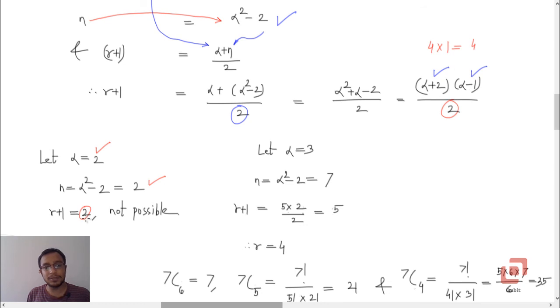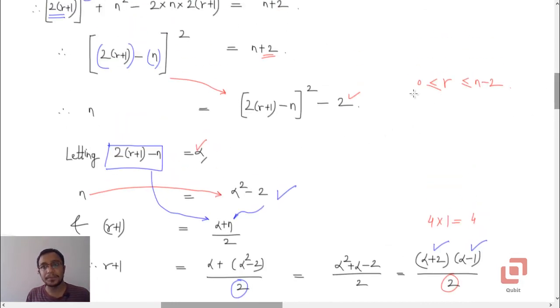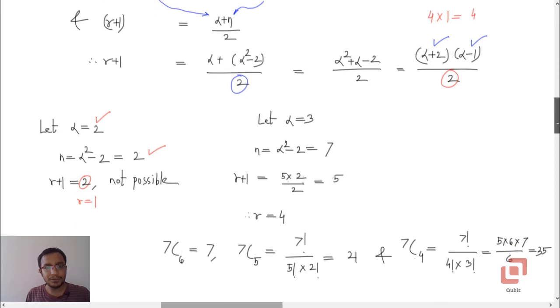Now why is r plus 1 equal to 2 not possible? Because that will mean r is equal to 1, and in our problem it is specifically mentioned that r has to be less than or equal to n minus 2. So in our case, if alpha were 2, which means n is 2, then r can take only one value, that is 0. That's not allowed. So we switch to the next value of alpha, that is 3.